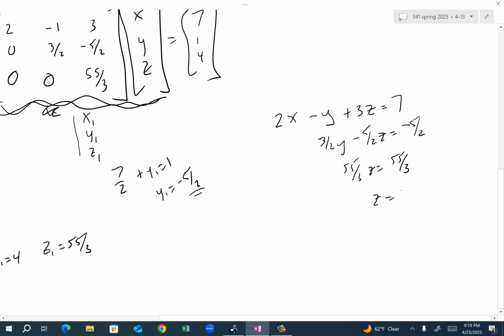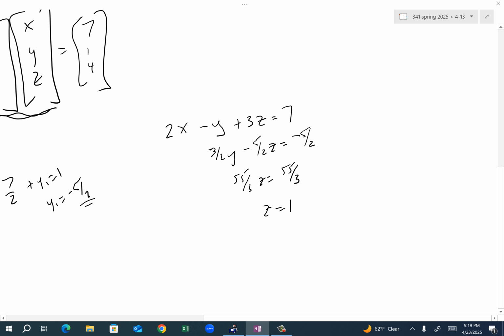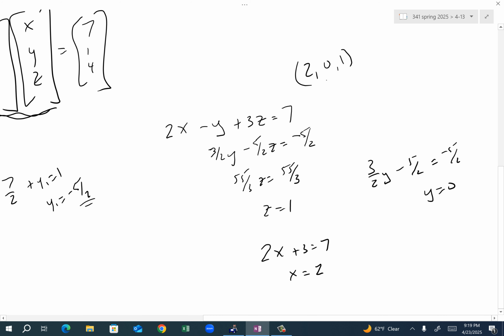So z is equal to 1. Well, if z is 1, then 3 halves y minus 5 halves equals negative 5 halves. Hey, y is 0. That's good. That's what it's supposed to be. And then 2x plus 0, obviously, plus 3 equals 7. So x is equal to 2. Ta-da! And again, 2, 0, 1 is the answer I was shooting for. So that is how you do your LU factorizations.